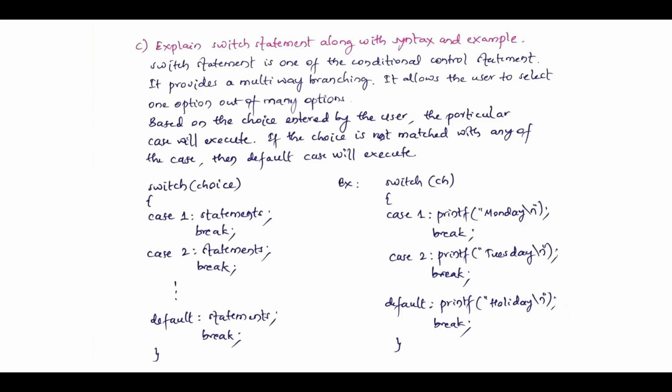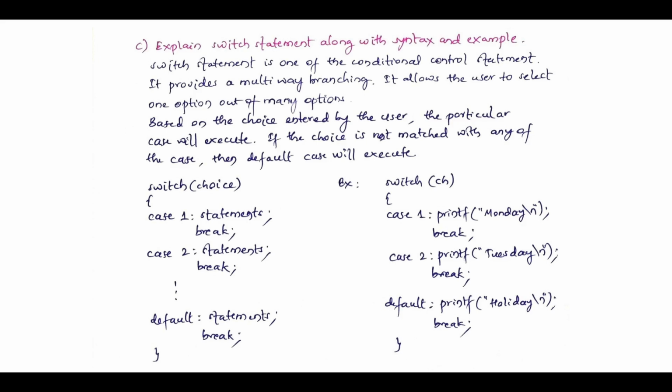You can see the syntax. First, we are going to write the switch keyword, and inside the bracket, the choice variable. Case 1 has some statements, and then the break keyword is used. Case 2 has some statements, and then the break is used. Like that, you can have so many cases. Finally, we have the default case, which is executed if no choice is matched with the cases.